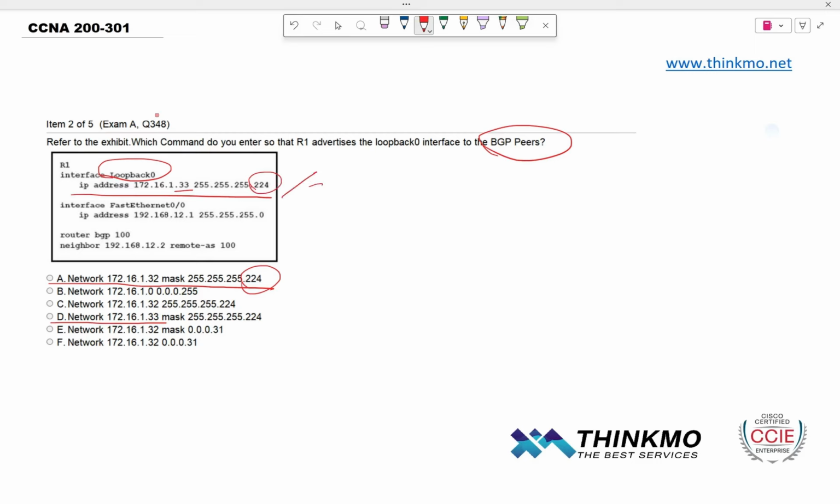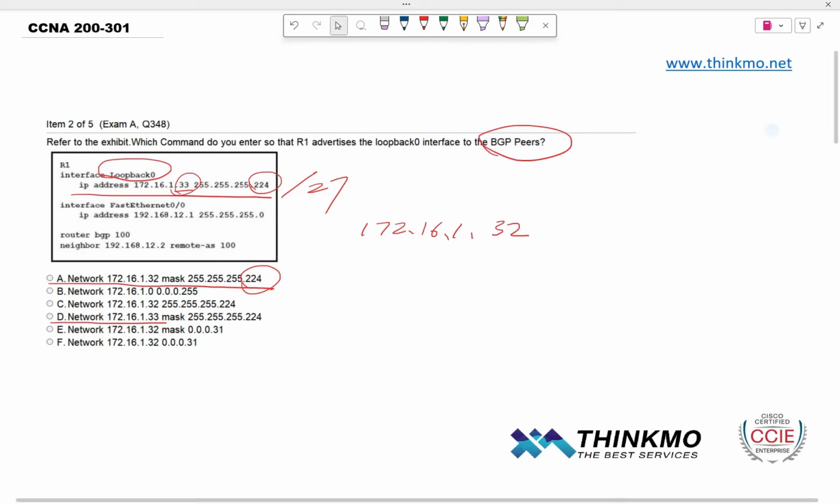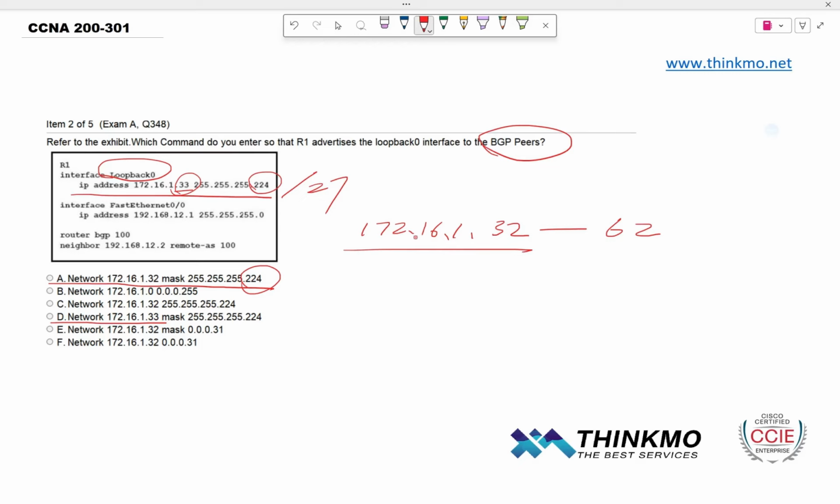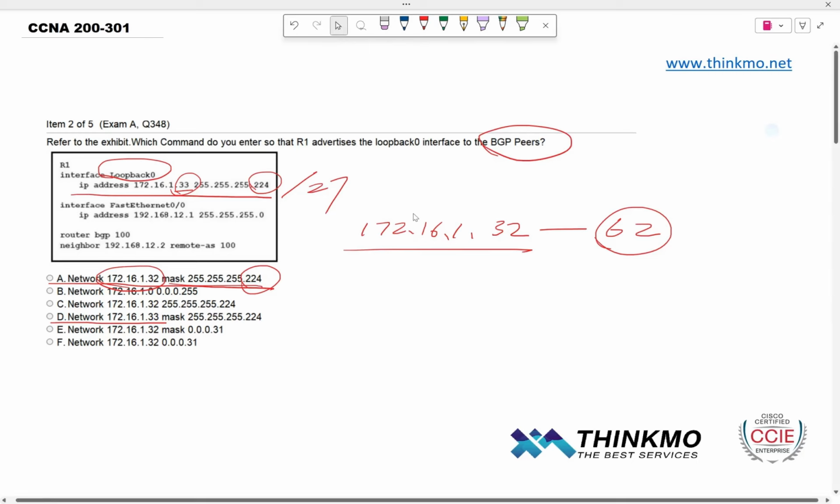Why is that? Because of the subnet mask length. 224, what is its length? It's a 27-bit subnet. For a 27-bit subnet, this 33 falls within the subnet 172.16.1.32. It ranges from 32 up to what? Up to 62, right? This is the network address, and this is the broadcast address. So 33 falls within this network address. Therefore, when we announce it, we announce this network address and then fill in the subnet mask. So the correct answer is A.